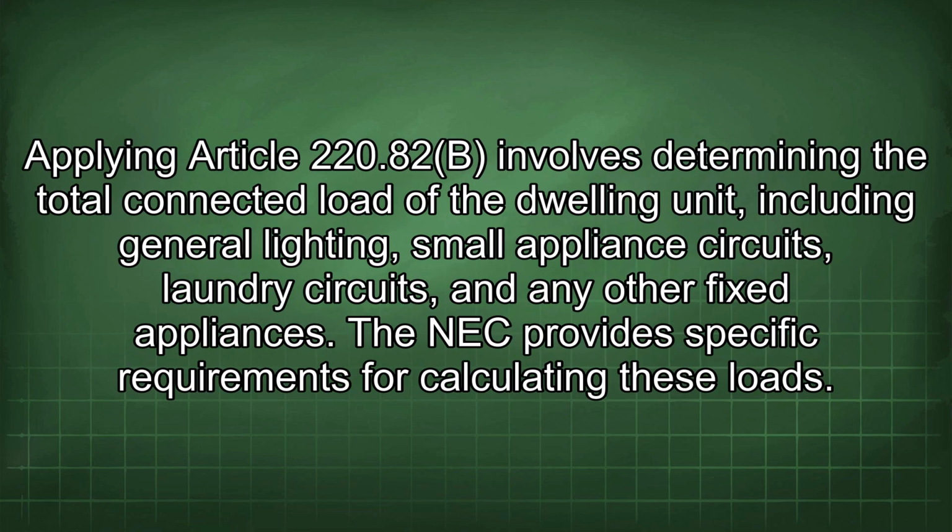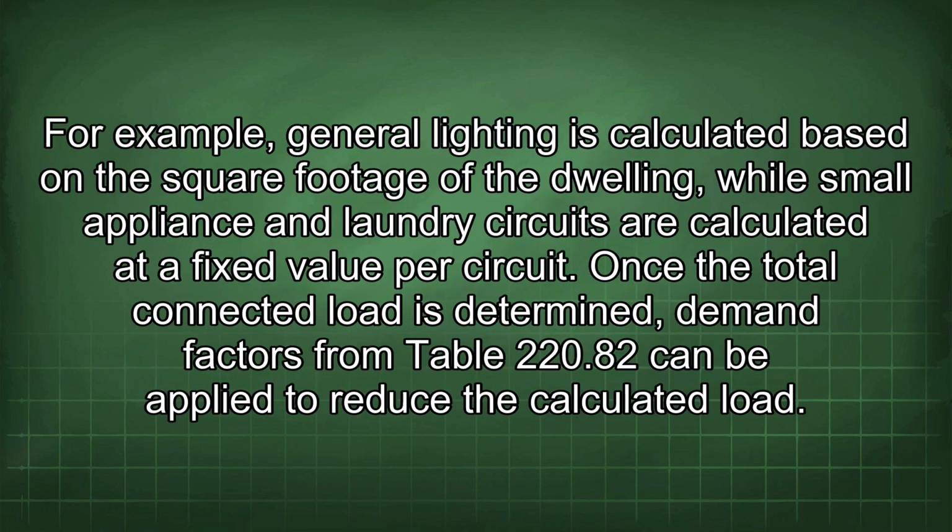Applying Article 220.82(B) involves determining the total connected load of the dwelling unit, including general lighting, small appliance circuits, laundry circuits, and any other fixed appliances. The NEC provides specific requirements for calculating these loads. For example, general lighting is calculated based on the square footage of the dwelling, while small appliance and laundry circuits are calculated at a fixed value per circuit.